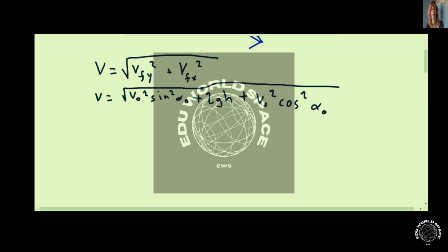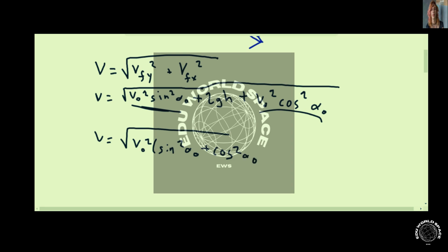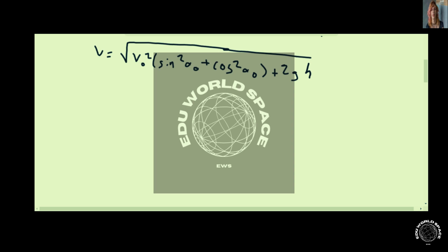Now you'll see we can combine these. We're going to take these two and factor out v naught squared. So v equals the square root of v naught squared times sine squared alpha plus cosine squared alpha, and then plus 2gh. Now you see the sine squared plus cosine squared just equals 1.